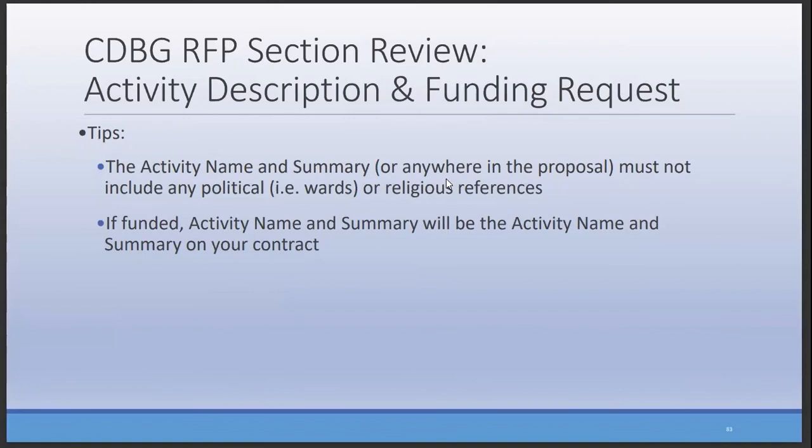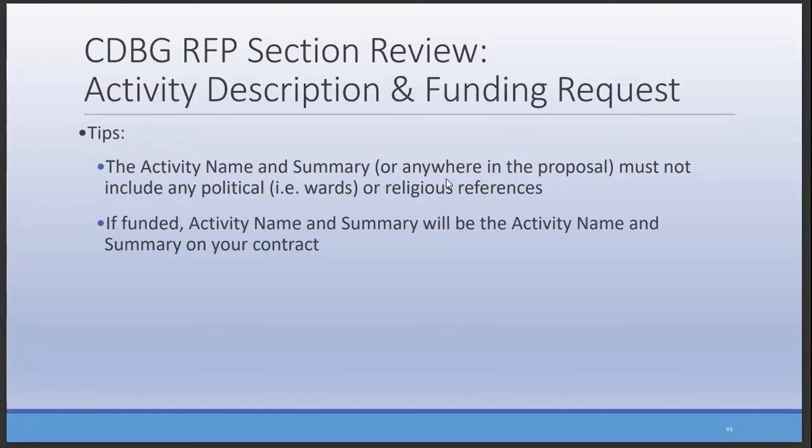Here are some tips concerning your activity name and summary. Your activity name and summary, or really anywhere within the proposal, must not include political or religious references. CDBG funds cannot support inherent political endeavors such as get out the vote campaigns or religious activities such as worship or religious instruction. Agencies may want to highlight that their activity is limited to a specific area in the project, which is fine, but I would strongly suggest not to reference the area by ward, but instead by neighborhoods or other non-political delineations. Be mindful that if funded, the activity name and summary will carry over into your contract. So don't name your proposal CDBG application because it sounds odd as the name of your contract with CDA.